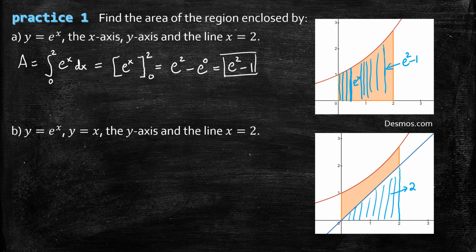So what you should see is that what I was just describing is you take the area under the top function, e to the x, and then what we would want to do is subtract out the area under the blue function, which is y equals x dx. This is y equals x here.